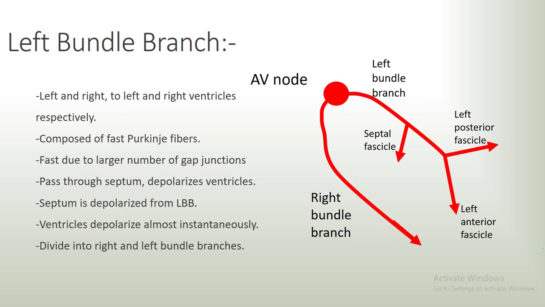Now recall that the AV node divides into the left and the right bundle branches. The right bundle branch will depolarize the right ventricle, while the left bundle branch will depolarize the left ventricle. What's really important right now is that the left bundle branch gives off a septal fascicle. This depolarizes the interventricular septum.